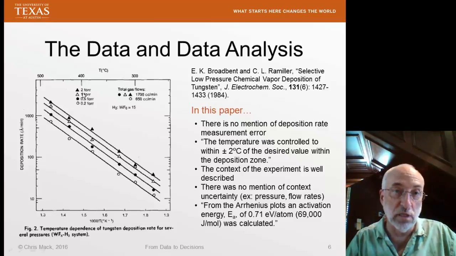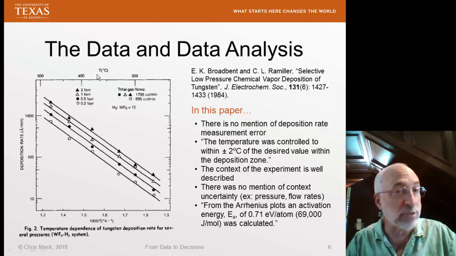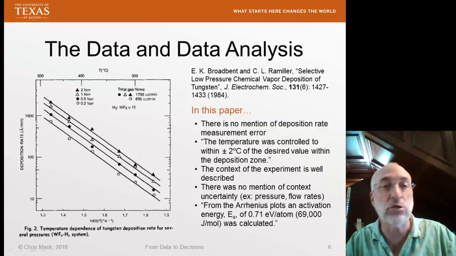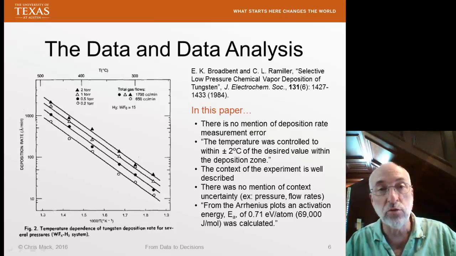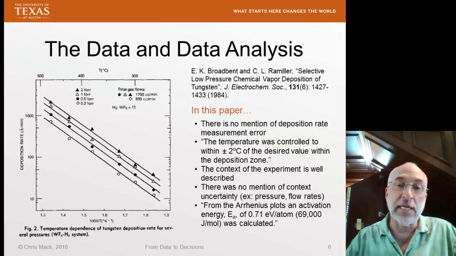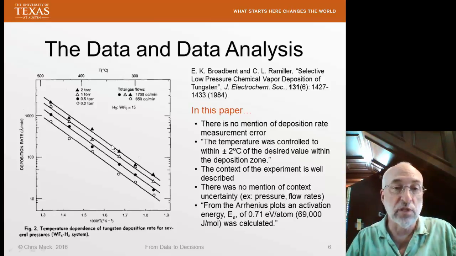For example, we see that the deposition rate is a function of pressure, and it's a function of gas flow rates. And those values are provided, but no discussion of what the uncertainty, 2 torr plus or minus what? We don't know. And finally, they extract the slope of these lines.